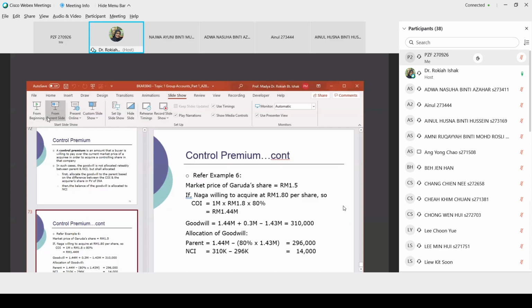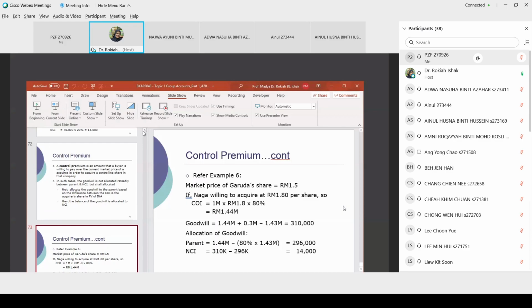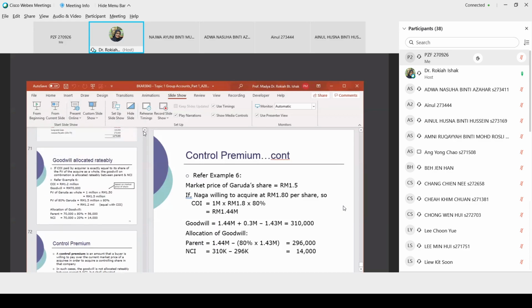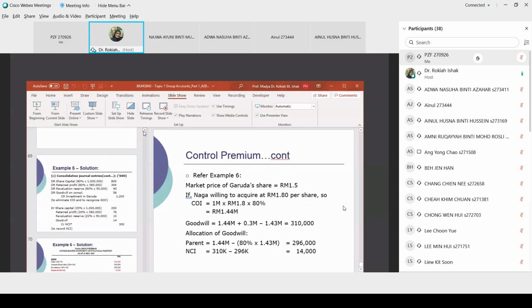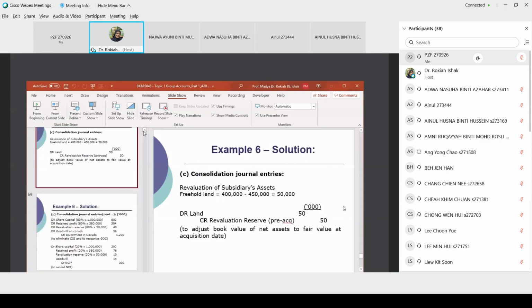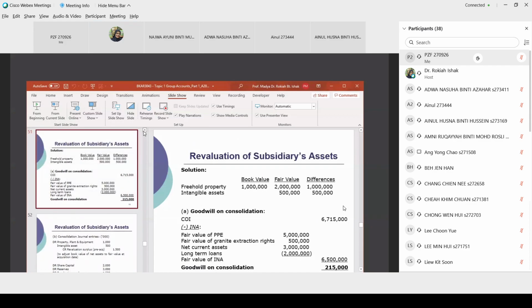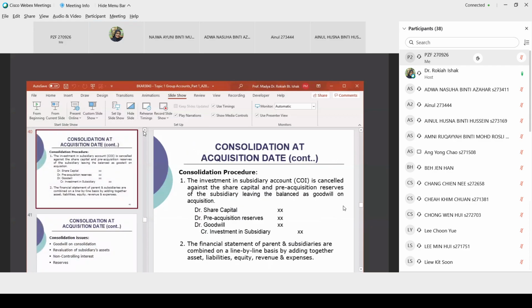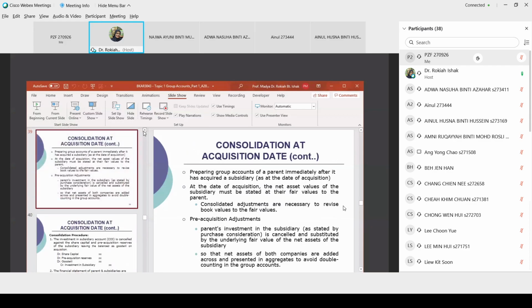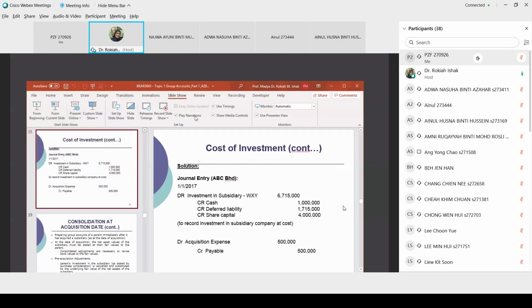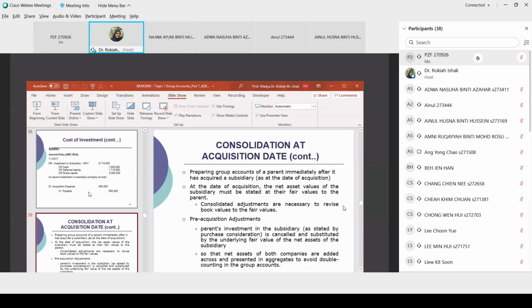Last time we started up to which slide? If any of you still remember, slide 40. It's 40. We get it. Okay, about this one. So we just want to continue with this one.